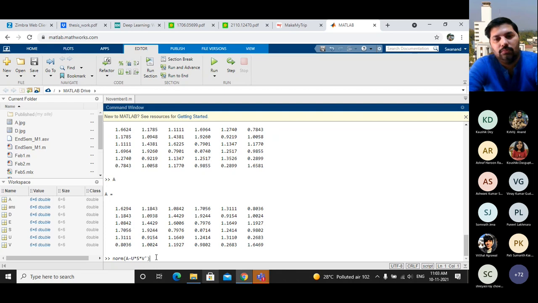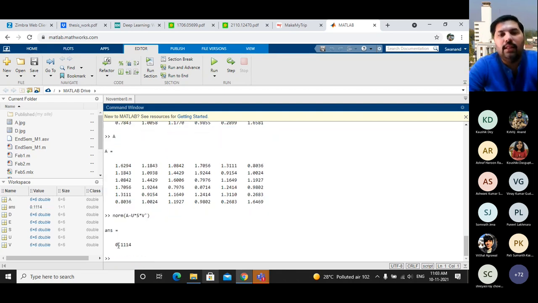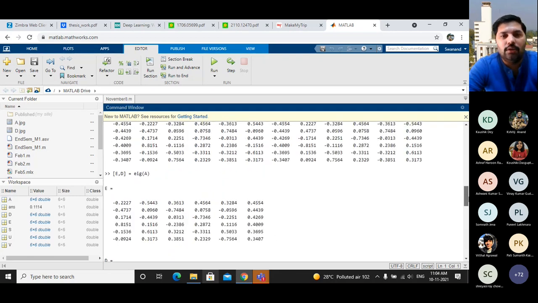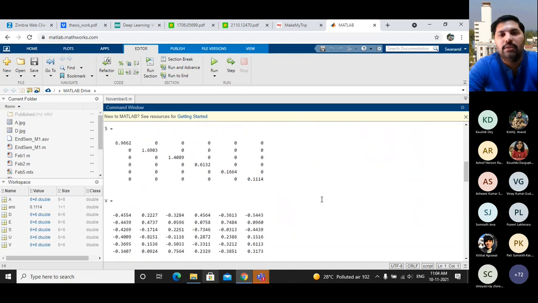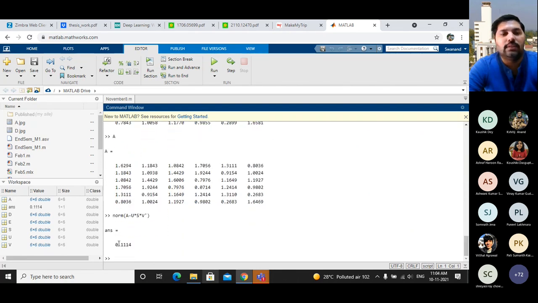Singular value which we deleted. Correct. Singular value which we deleted. So what was that? That was 0.1114. Correct. So this is the singular value which we made 0. You remember? So here you see somewhere this is the singular value that we had, 0.1114. So that is the distance. So you see this is the distance, right?